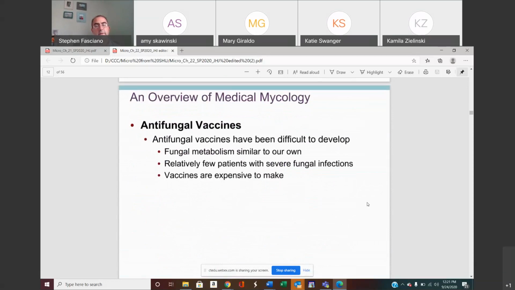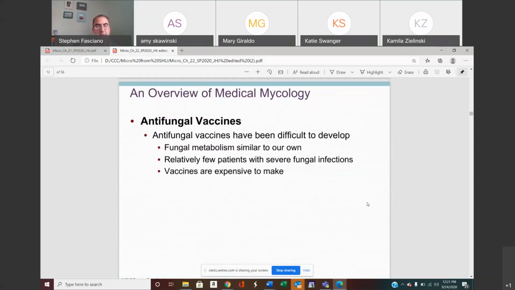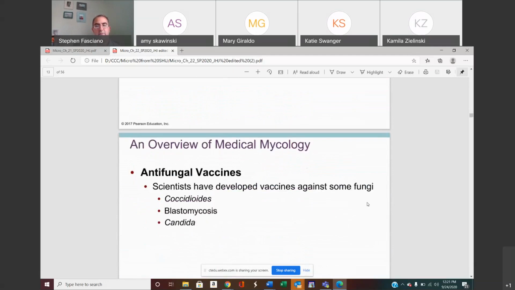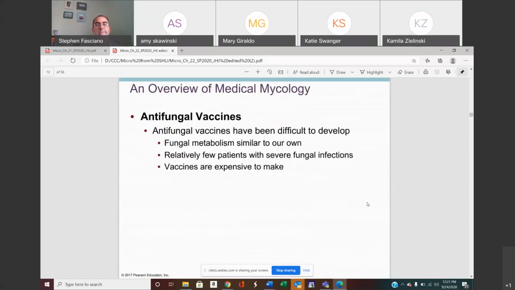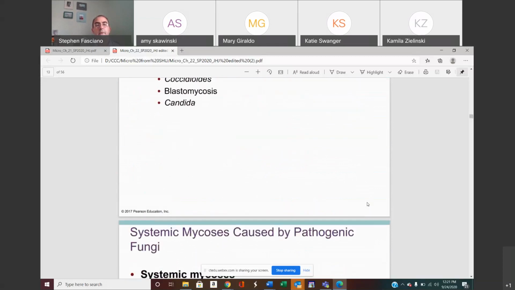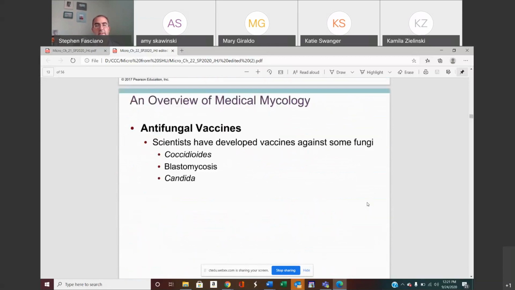Okay. The vaccines have been really difficult to develop, so there's not a lot of fungal vaccines. They're expensive to make. It's hard to develop them. It's hard to know how much they're working or how much they're worth. Scientists have developed vaccines against some fungi, and there are some listed right there.